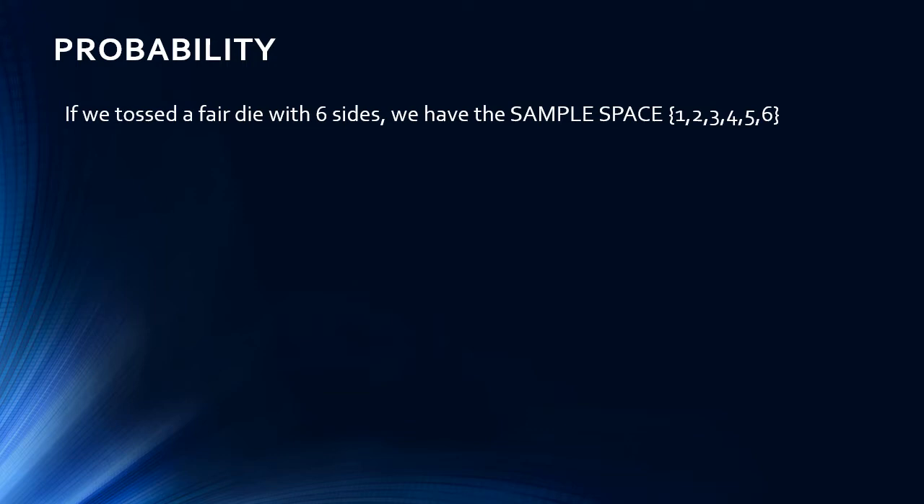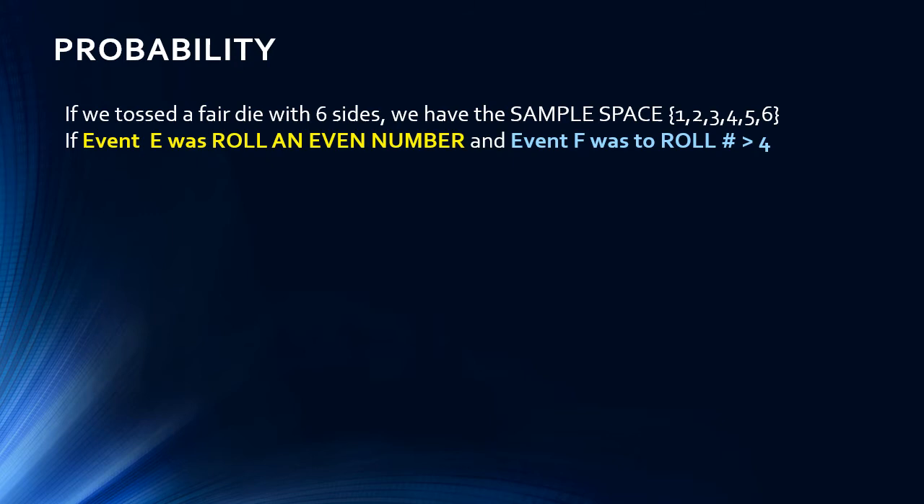today we're going to look at how we calculate probability on more complex events or multiple events at the same time, like if A or B happens, for example. So if we tossed a fair die with 6 sides, we have the sample space 1, 2, 3, 4, 5, 6. We know this from before.